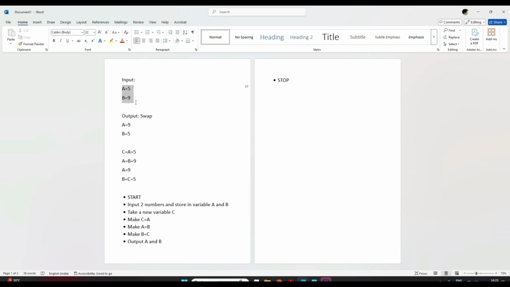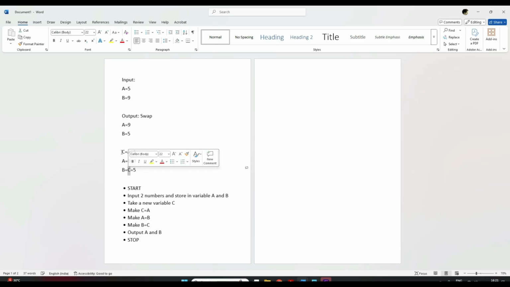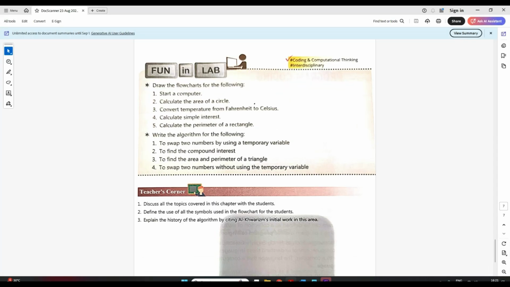This I am just giving you as an example. It can be any number, not 5 and 9, okay? So now my B is 9. So if I make A is equal to B, that means A is becoming 9, correct? Now here I am making B is equal to C, correct? So when I make B is equal to C, what is the value that C was having? C was having 5, correct? So B will become 5. Now can you see, A became 9, B became 5. So I have swapped my values using variable C. Then output A and B, fine. Is it clear? I hope it's clear. If any doubt, you can comment and I can answer that.